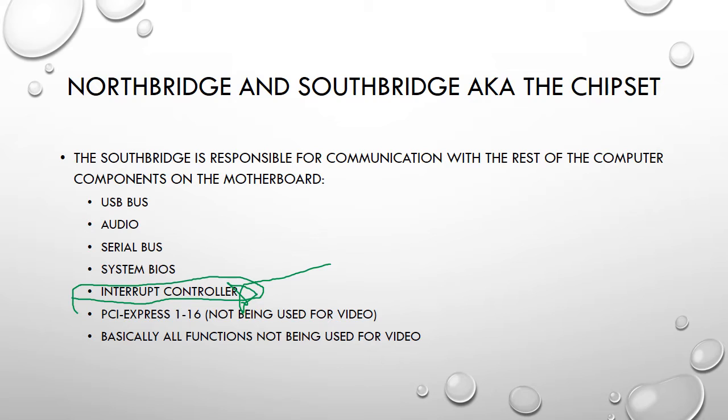Those are called IRQs. IRQs, interrupt requests, are handled by the interrupt controller. So IRQ equals interrupt request, and what they do is they interrupt the Southbridge and say, I need something from the processor. And the Southbridge is like, wait your turn. And then it sends that request through to the Northbridge, and the Northbridge sends it to the processor.